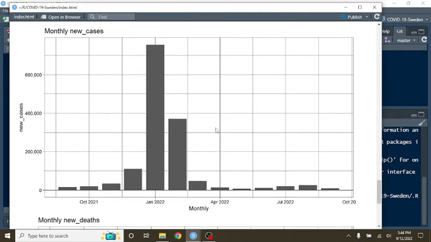What about monthly cases? Well, look how crazy low all these cases are here.